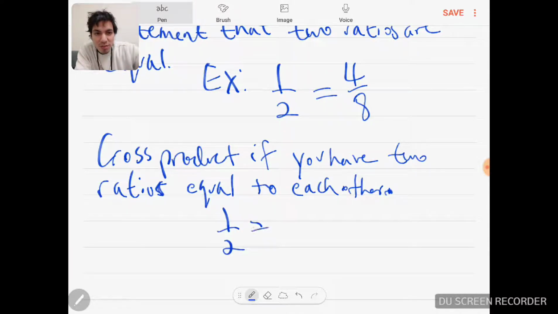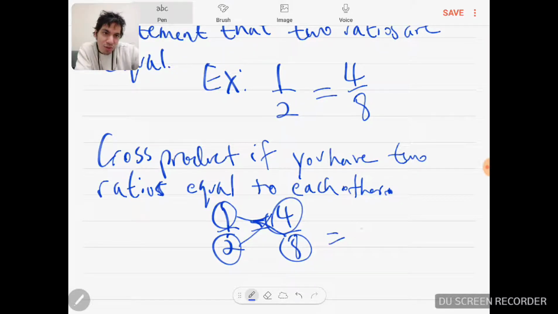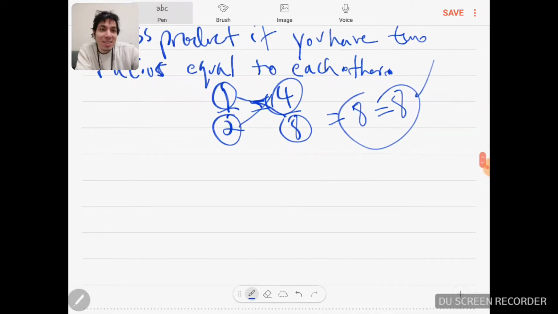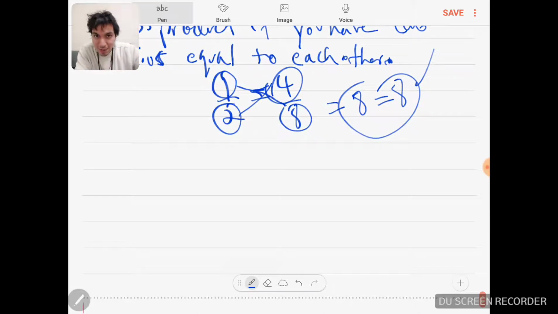Because what do I mean by the cross product? All you're just doing is cross multiplying this numerator with that denominator and this denominator with that numerator. So in the end, if I cross multiplied 1 times 8, I get 8. And on the other side, I get 2 times 4, which is also 8. Thus, it verifies that 1/2 is indeed equivalent to 4/8.